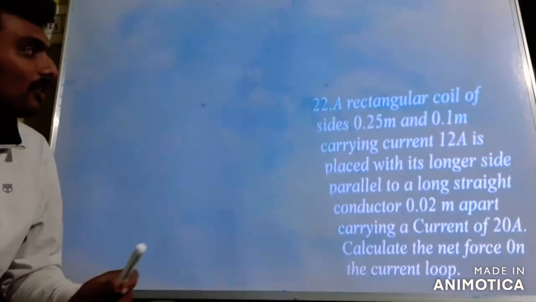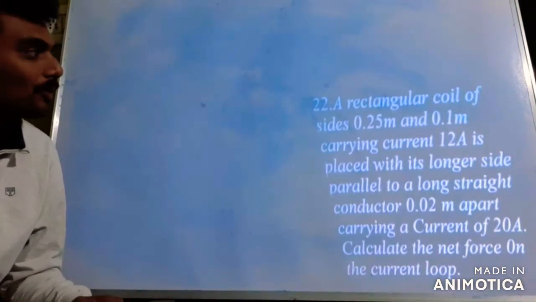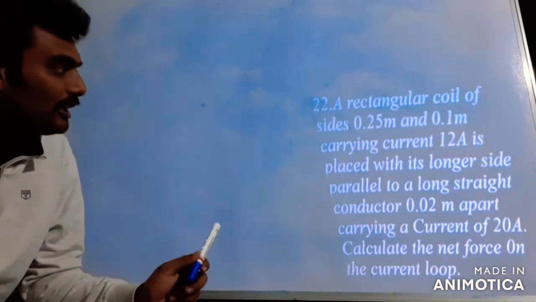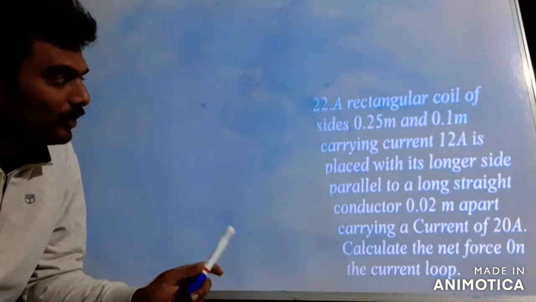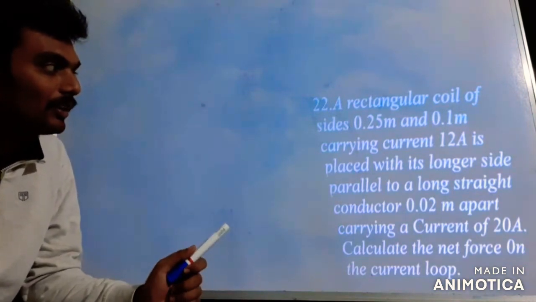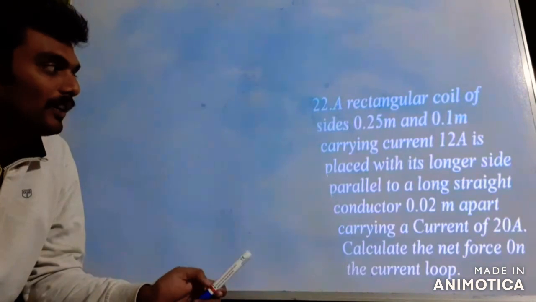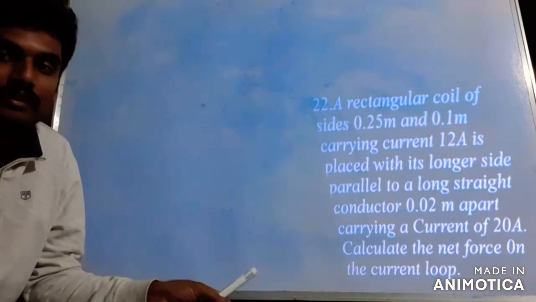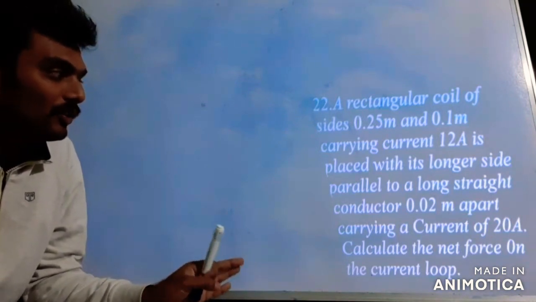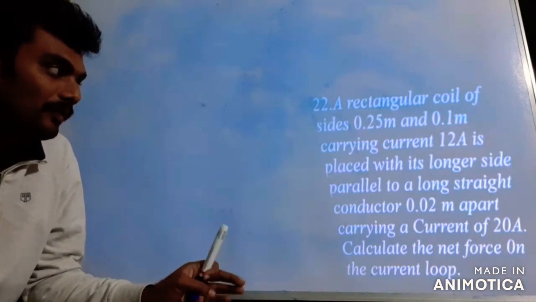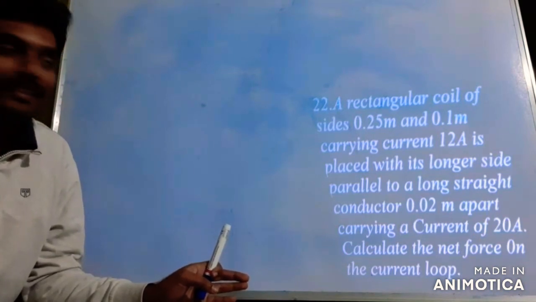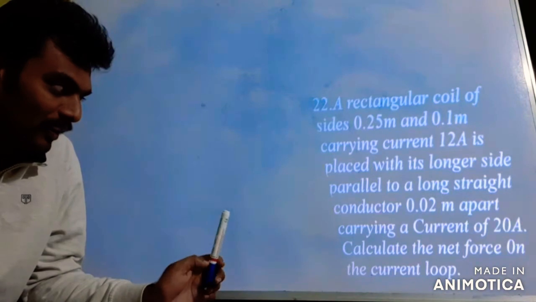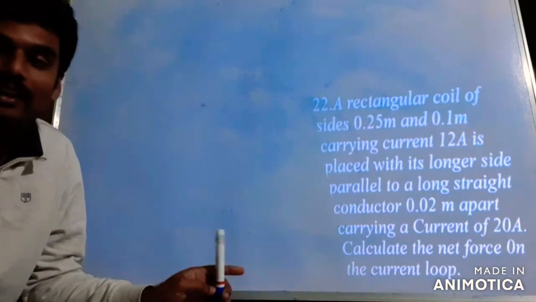Okay, now the next question, 22nd, is as follows. A rectangular coil of sides 0.25 meter, 0.25 meter and 0.1 meter carrying a current 12 ampere is placed with its longer side parallel to the long straight conductor 0.02 meter apart, carrying a current of 20 ampere. Calculate the net force on the current loop.